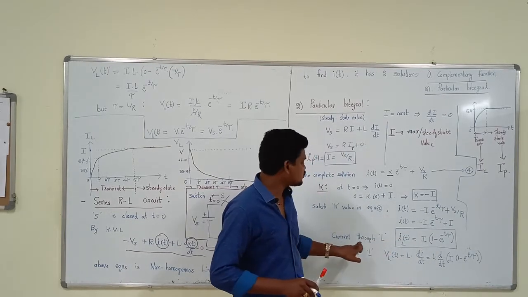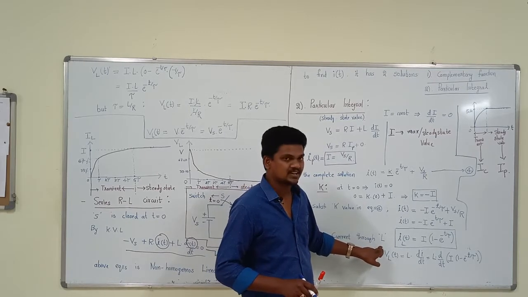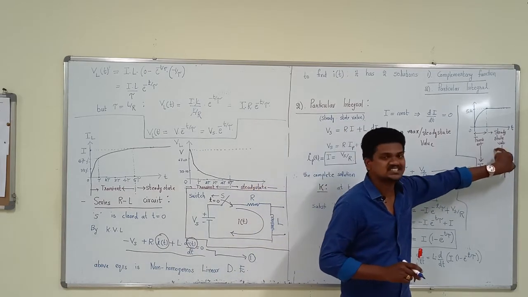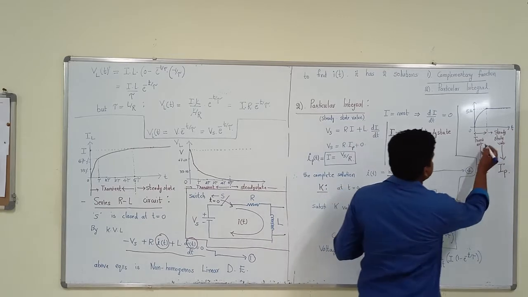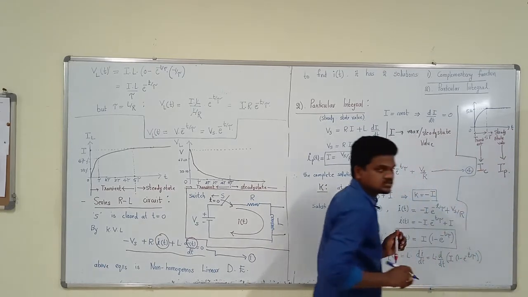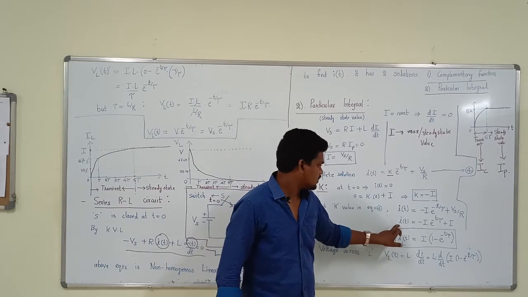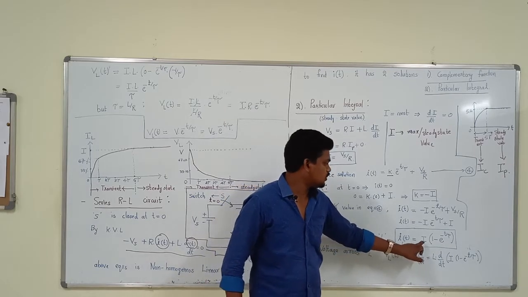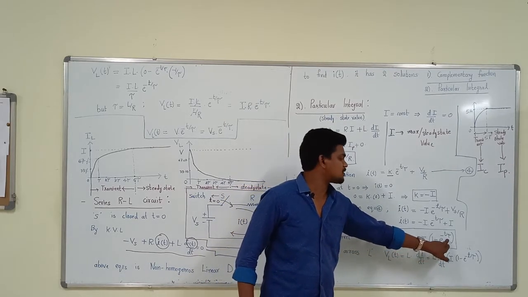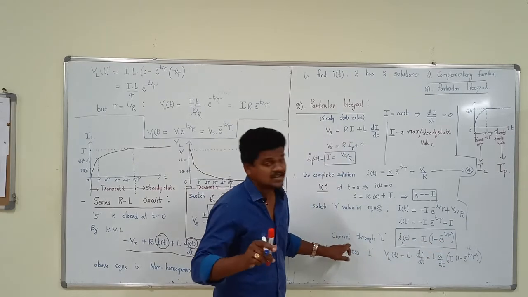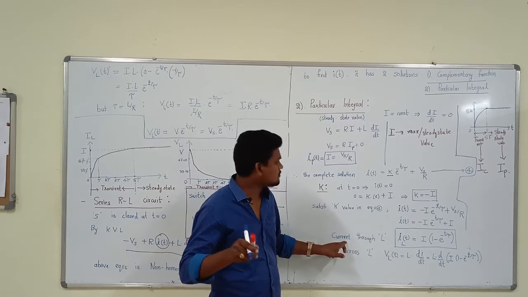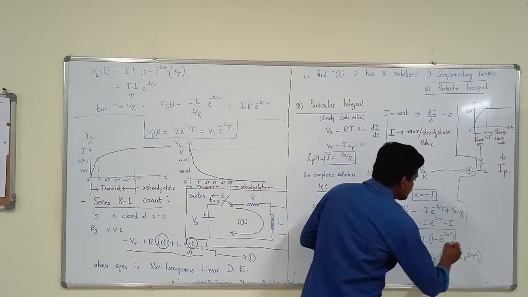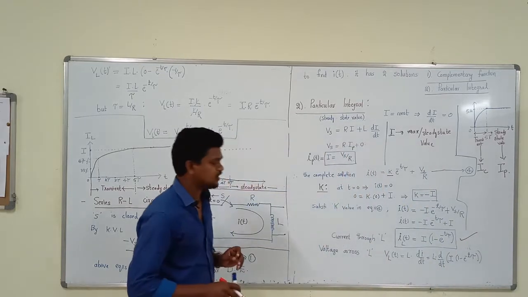From that, the current flowing through the inductor in complete form consists of the transient as well as the steady state. The transient follows 5 time constants in order to reach the steady state. Then minus I into e power minus t by tau plus I. From that, IL of t, if you take I common, becomes I into 1 minus e power minus t by tau. This is the current flowing through the inductor.